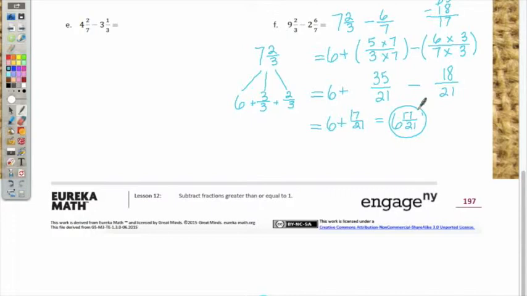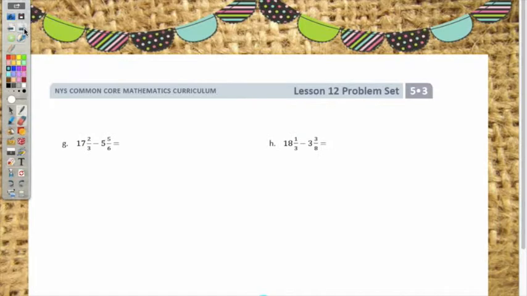We're going to do one more and then you can do your exit ticket. All right? So on this next one, we're going to put a star beside it. We're going to do G, I think. Let's see. Yeah, G.